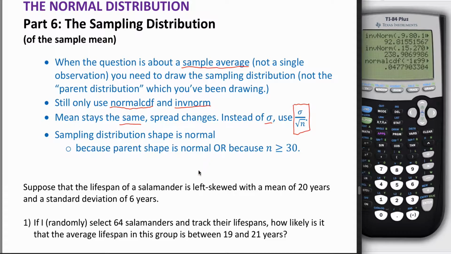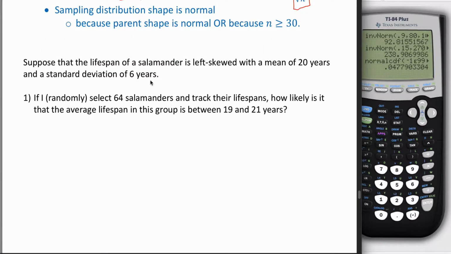Let me give you an example. Suppose the lifespan of a salamander is left skewed. Oh, that's different. I'm used to the shape always being approximately normal. Don't worry about that. It's still going to be approximately normal. I understand that it says left skewed here. Really, what you'll see is this is describing the parent distribution. And even when the parent distribution is not approximately normal, the sampling distribution still can be approximately normal. And it'll turn out it has to be approximately normal in order for you to do the problem.